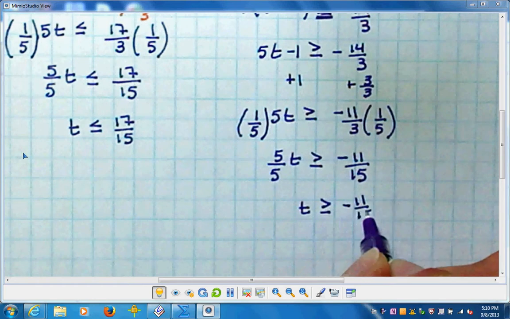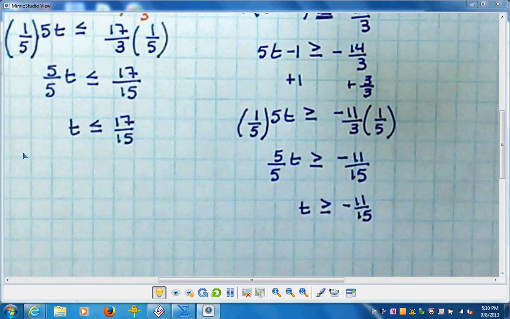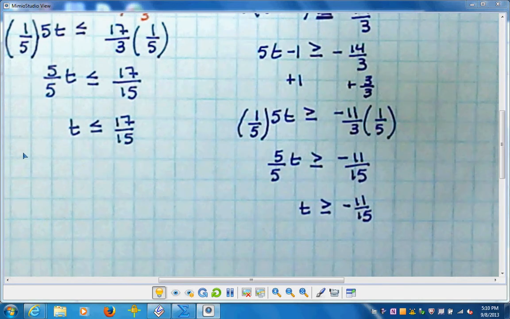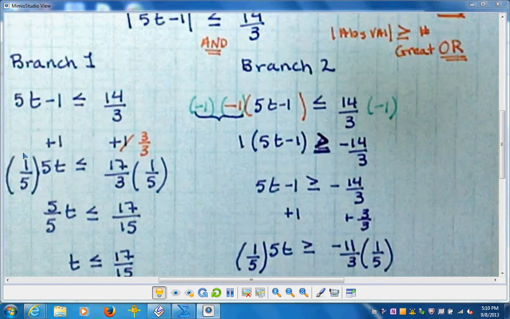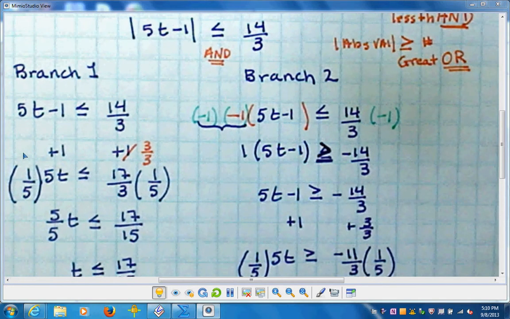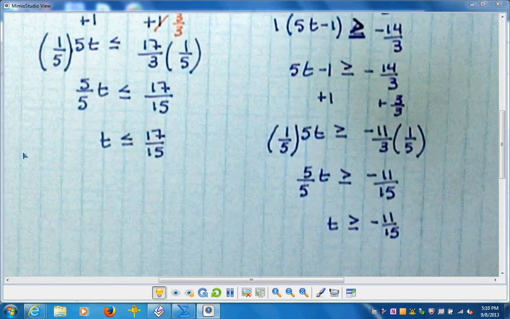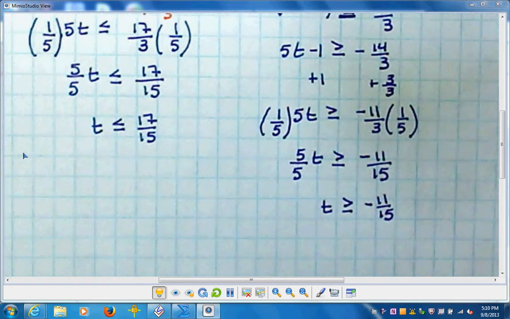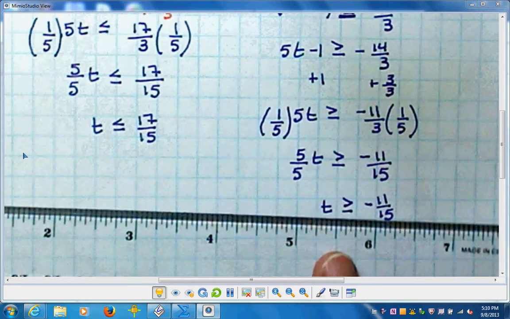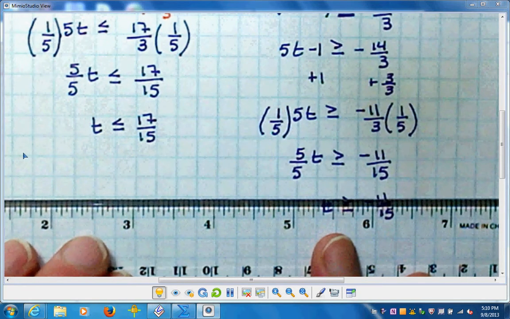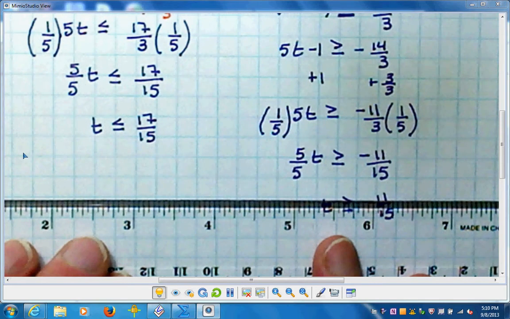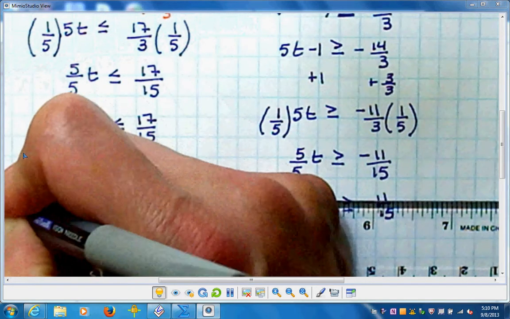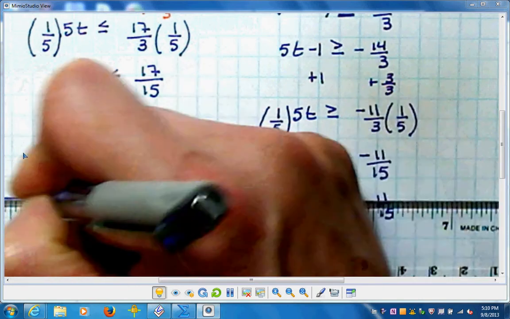-11 over 15. So do you remember, was this an and or an or problem? This was an and problem. We're going to go way back up to the beginning. It was an and. Okay? That means what they share. So we want to go ahead and graph this to see if they share anything. Because if they don't share anything, then that means there's no solution. So we're going to go ahead and graph this.